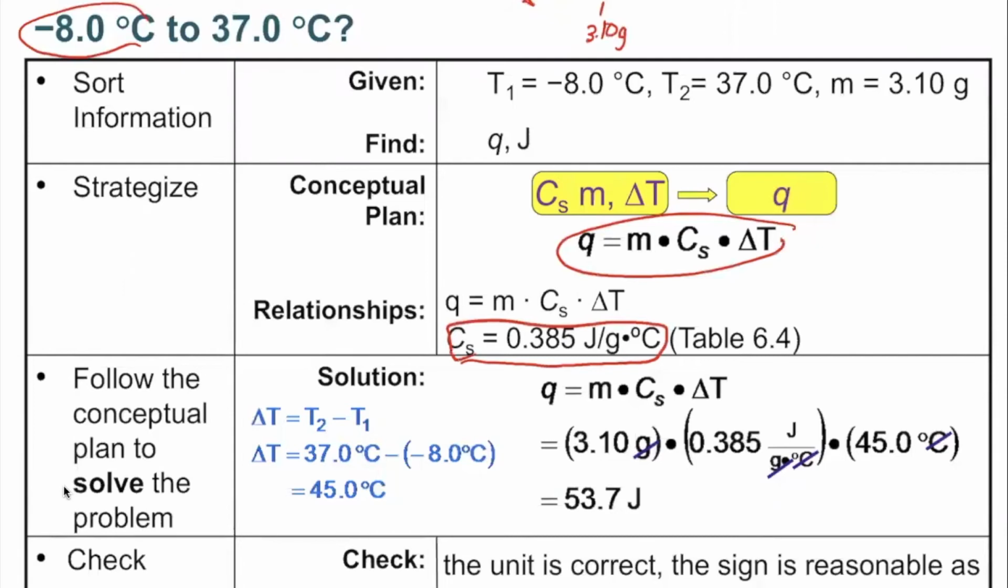The change of temperature is going to be final minus initial. So the final is 37 minus negative 8, which will be 45 degrees Celsius. When you put everything in, notice that your grams cancel, your Celsius cancel, and the only thing left is joules, which makes sense because they're asking you for heat. Every time it's asking you for heat, your units are going to be joules. Also notice that your answer makes sense because it says how much heat is absorbed, so we know your final answer should be positive, not negative.